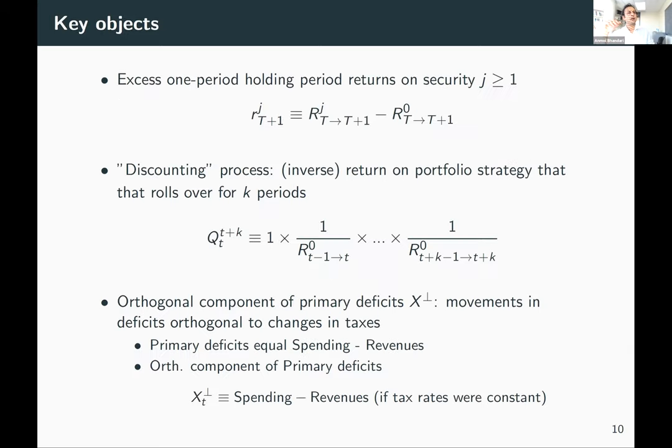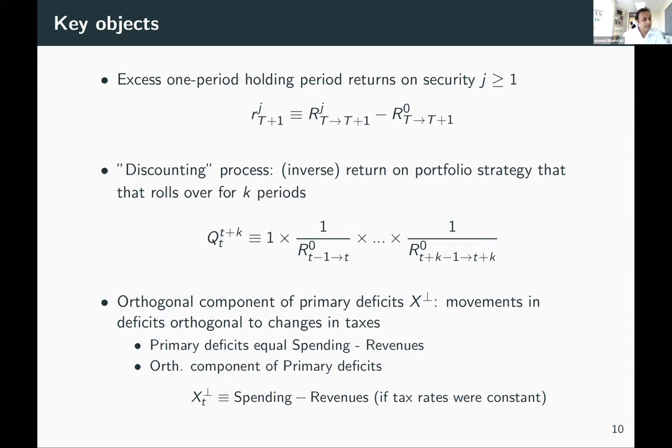Okay. So I'll need three objects to describe the main formula. The first object is the excess holding period returns, one period holding period returns on any security j greater than or equal to one. This holding period return is just the return buying the security j in period t, selling it in t plus one, and the excess return is that relative to the risk-free rate from t to t plus one. I'll denote these excess returns by little r_j.